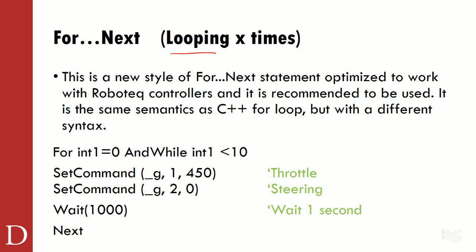So what this means is when you look at a for next loop, we say, okay, we've got an integer. For, I've created this integer. I've defined in memory up here somewhere int1 as integer. Okay, so that's defined up somewhere above. Don't worry about that right now. It's not irrelevant. But for int1 equals 0, and while int1 is less than 10, we're going to drive straight because we're going to set this to 450 and set this to 0.